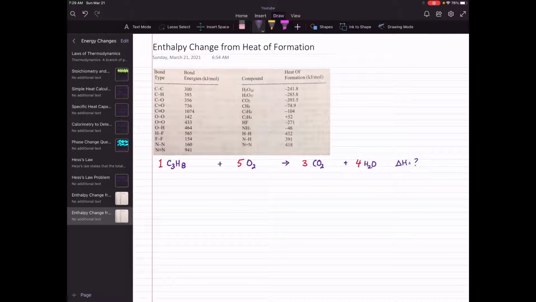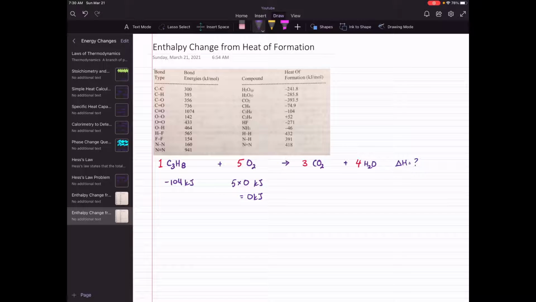So C3H8, and again this we will be able to find in the chart above. C3H8 is negative 104, so that's negative 104 kilojoules of energy right there. And now for oxygen, if you look for the oxygen, it is not on the chart. The reason is that element oxygen is in its standard state, and therefore the amount of energy required is 0 kilojoules. So 5 times 0 is 0 kilojoules.